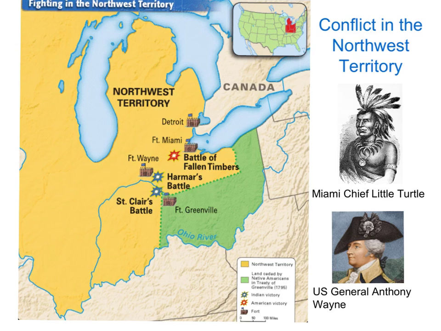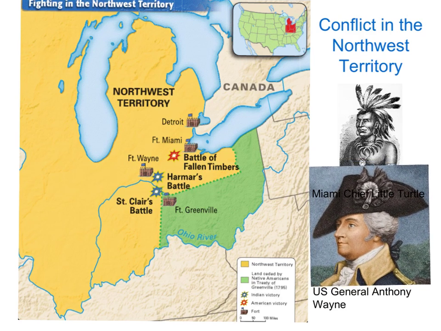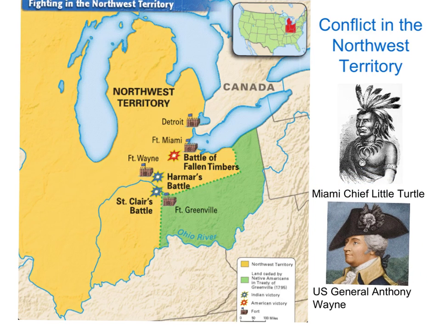So, organized under this chief here, Miami Chief Little Turtle, they win some in 1790, 1791. The United States suffers some defeats against Little Turtle. And then the President puts in this gentleman here, U.S. General Anthony Wayne, puts him in charge, sends him out, and he gets out to Ohio here.